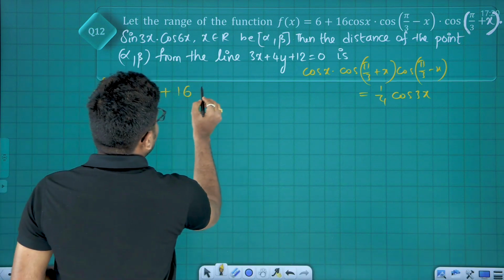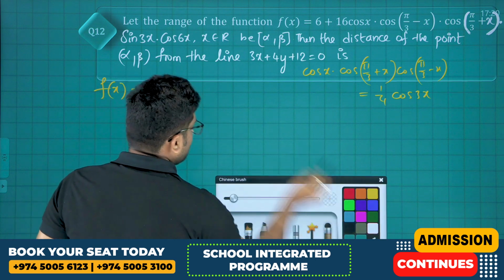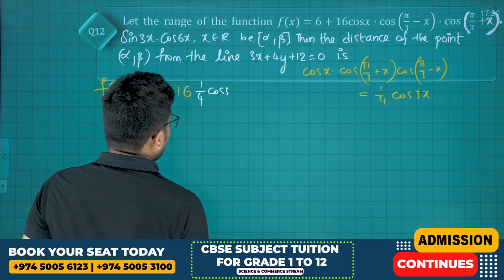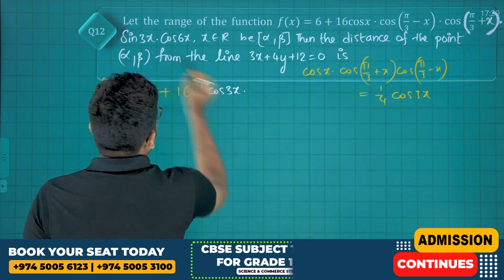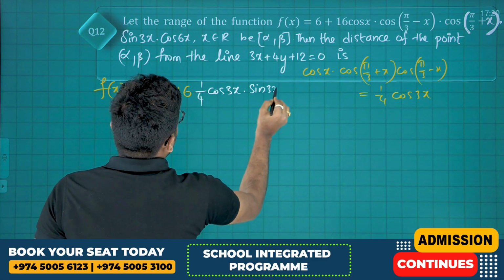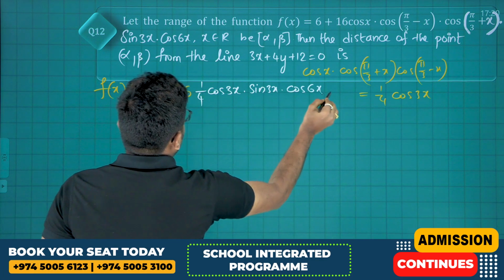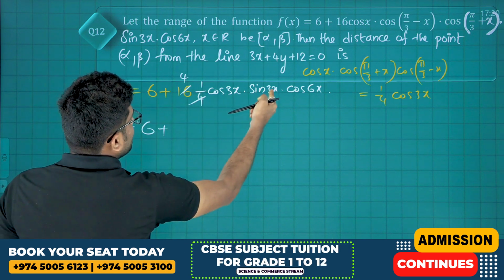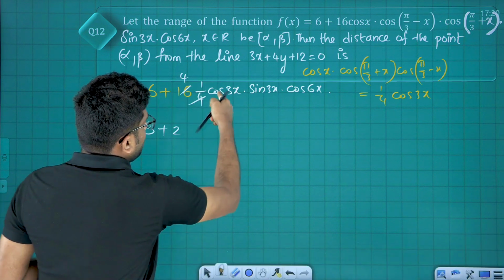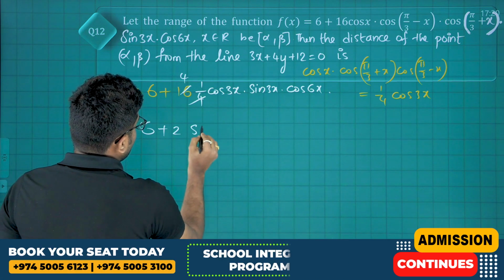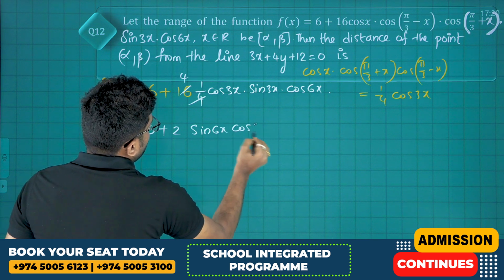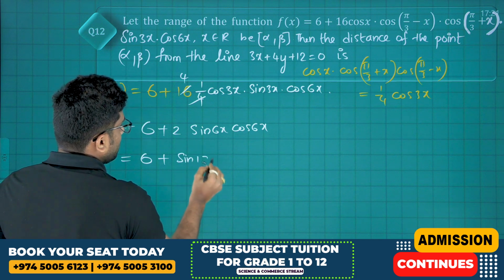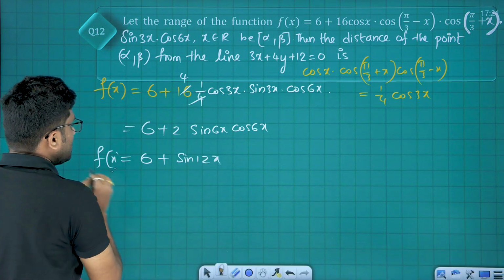Now 6 plus 16 times that will be what? That will be 1 by 4 times cos 3x into sin 3x into cos 6x. 4 ones are 4. Now 6 plus 2 cos 3x sin 3x, taking 1 by 2 here, sin 3x cos 3x means sin 6x we get. Now 2 sin 6x cos 6x gives 6 plus sin 12x we get.